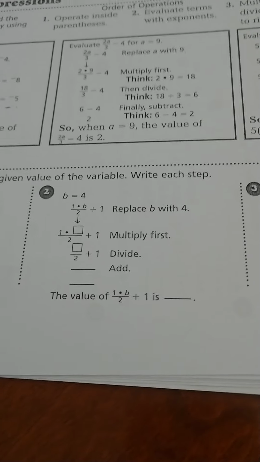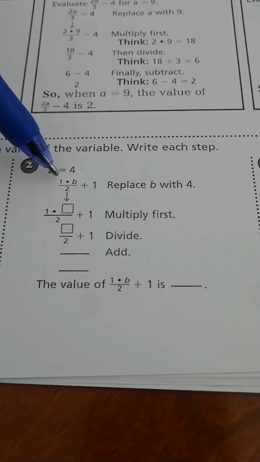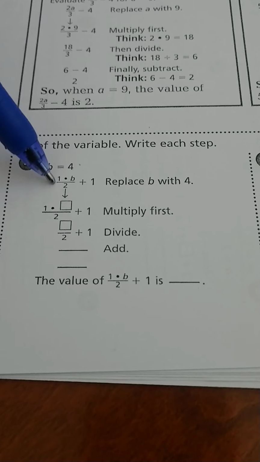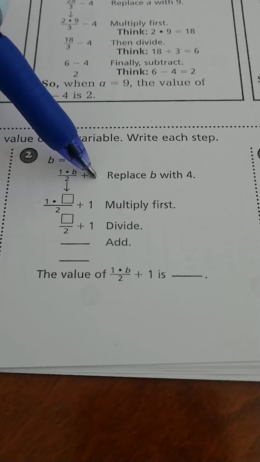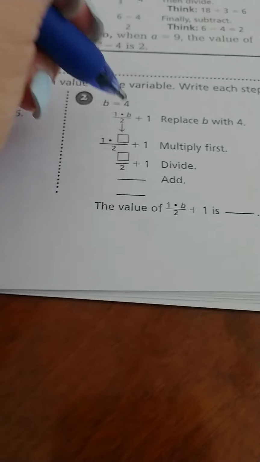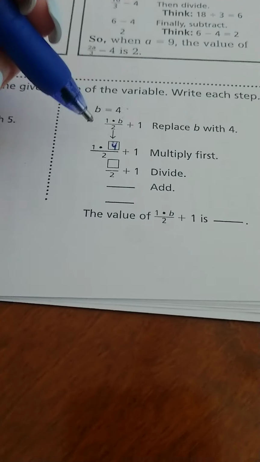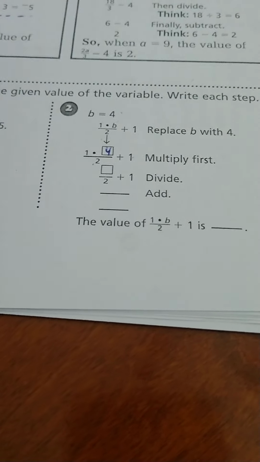If we move on to number 2, we have b equals 4. But here it's a little tricky because they include a division. So we have 1 times b divided by 2 plus 1. But first, all we're going to do is replace b with 4. So we put 4 in the box. So now we have 1 times 4 divided by 2 plus 1.